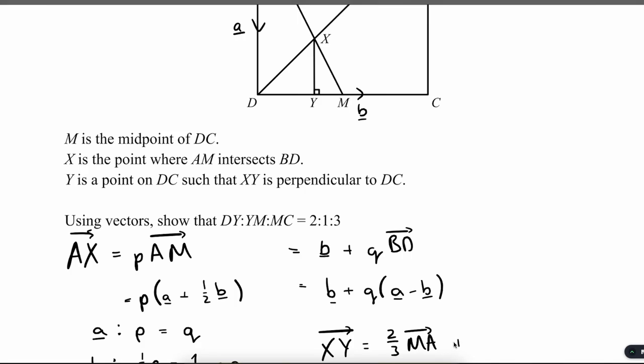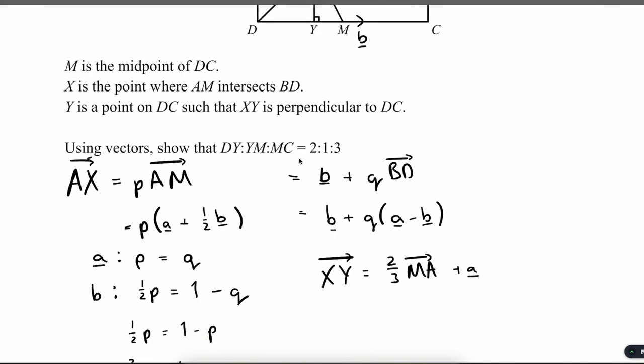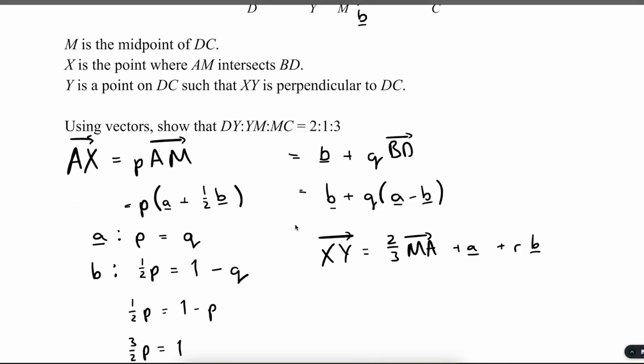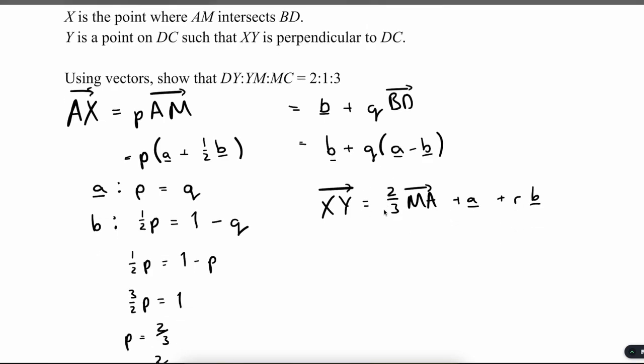And then we're going to go A, which is AD, and then we're going to go to Y, so that's going to be a scalar parameter, so we'll pick r, so plus r lots of b, because that's D to C. Okay, so we're aiming to find r, so 2/3 of MA, well we know AM is that, so MA is just going to be the negative of that, so it's going to be minus 2/3 a minus 1/3 b, and then we've got plus a plus rb.